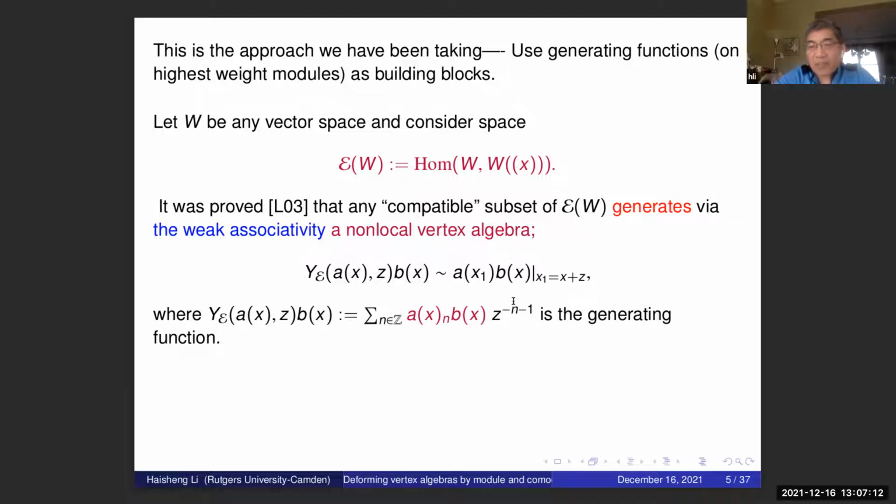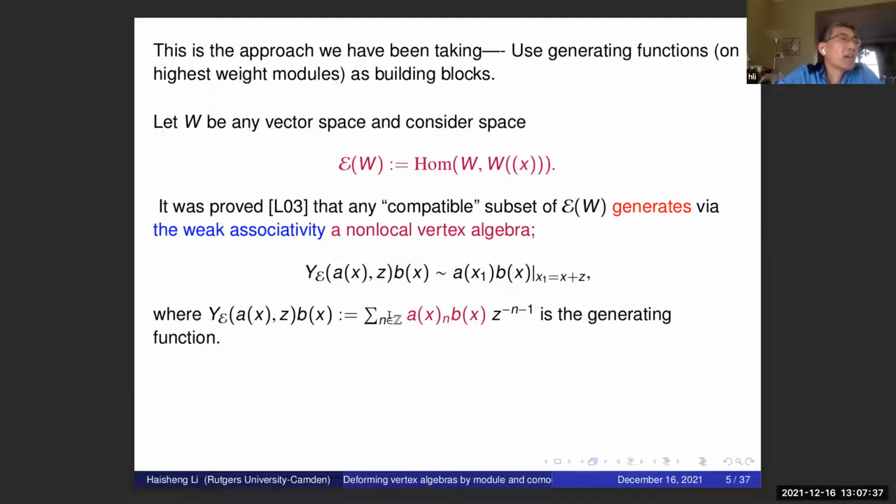Generate here means, in physics or in the classical case, that we consider operators, so we consider composition. And in physics, if you consider vertex operators, when we say generate, we can consider the so-called operator product expansion. That relates to our weak associativity.